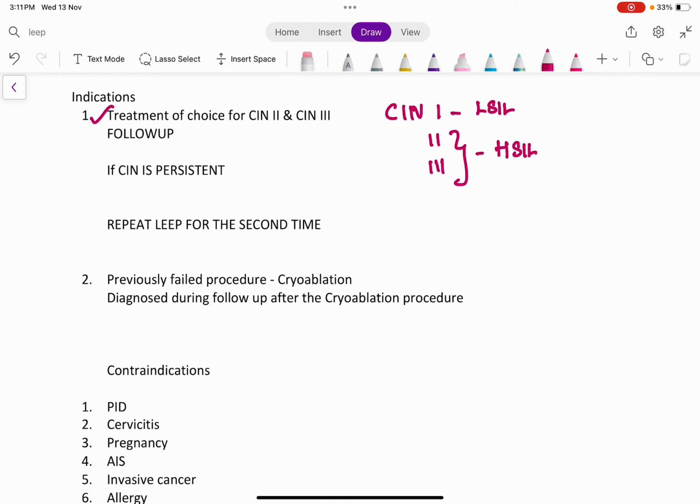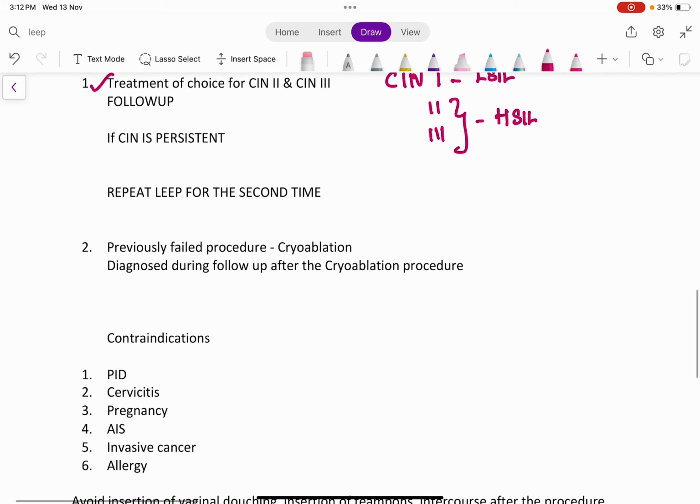Okay, so let's say for example you're going to do this procedure in a patient with CIN 2 or 3. After doing this procedure, you have to ask the patient to come for a follow-up after some months. Once the patient comes to you for follow-up after, let's say, 4 to 6 months, you are going to examine her. And when you start the screening, if you find that the cervical intraepithelial neoplasia is still persistent irrespective of the procedure, then what do you have to do? In case the neoplasia is persistent even after the procedure and you find this only during the follow-up, you have to repeat this procedure for the second time.